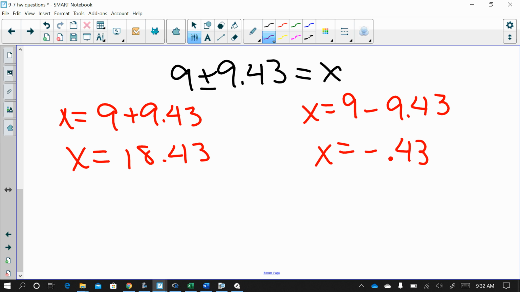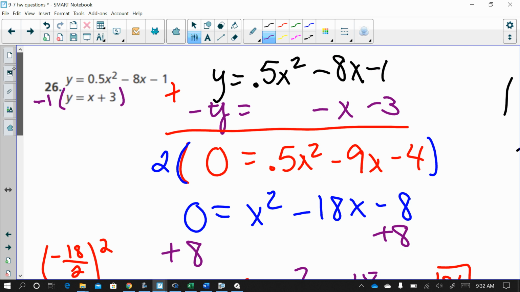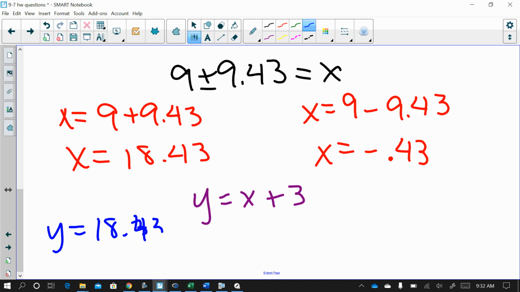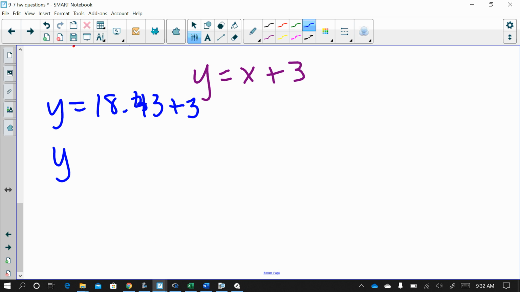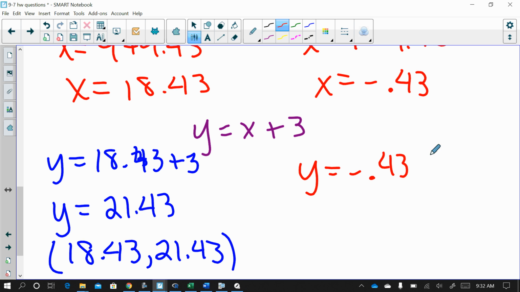Well, we got to keep going. So I got my x's, now I got to find my y's. Go back up to the original. Y equals x plus 3 is much easier to work with, so that's what I'm going to use. So my first problem, y equals 18.43 plus 3. I get y equals 21.43. So my first point is 18.43, comma 21.43. Okay, and let's do it with the negative version here. Y equals negative 0.43 plus 3. Y equals 2.57.